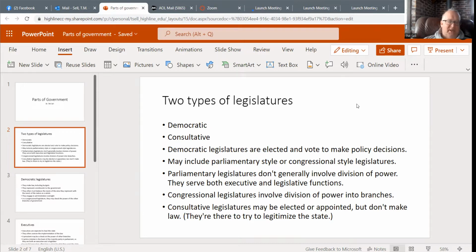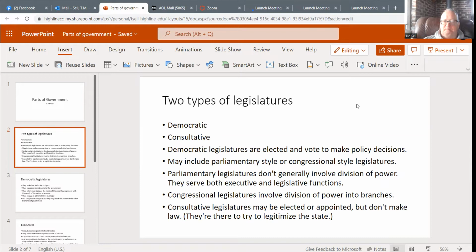Now here's where people tend to mess up on questions about this. There are congressional style legislatures, and those are governments that feature a division of power between different branches. And there are parliamentary style legislatures, which don't really have different branches of government. Certainly there's no separation between the executive and the legislative functions. They're all in parliament. Those are both democratic legislatures. Let me say that again, and for the love of God, write this down, because I'm tired of seeing people get this question wrong. They're both democratic legislatures, okay?